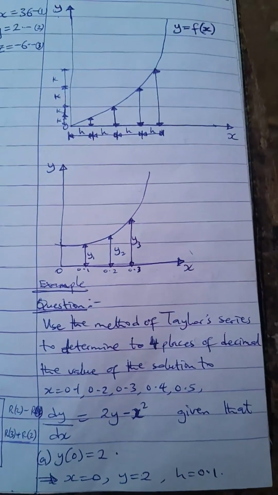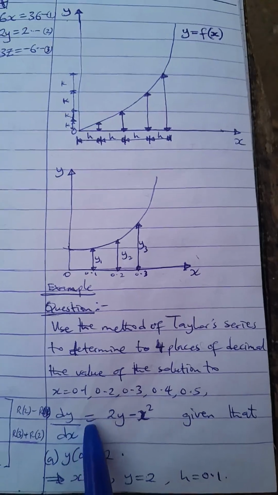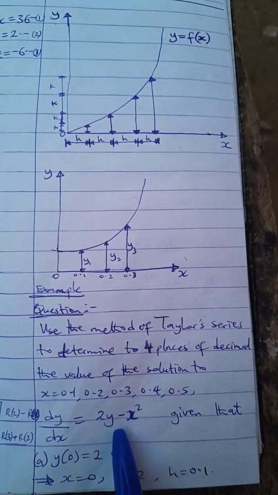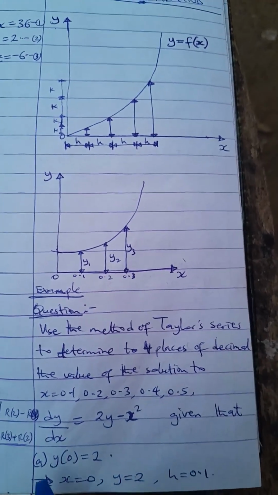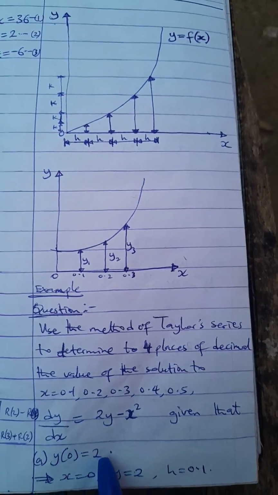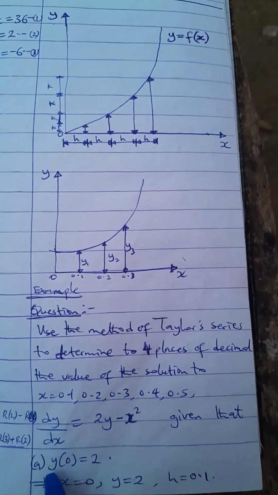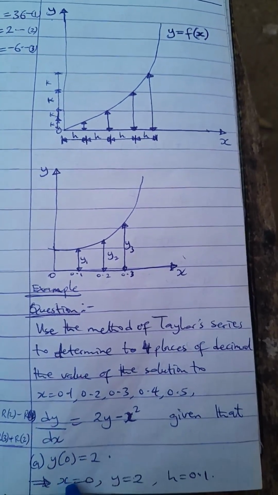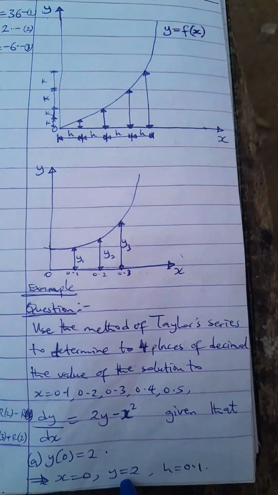The question is dy/dx equals 2y minus x squared, given that at x equals 0, y equals 2. That's the meaning of y of 0 equals 2. It means your x is 0 and y equals 2.